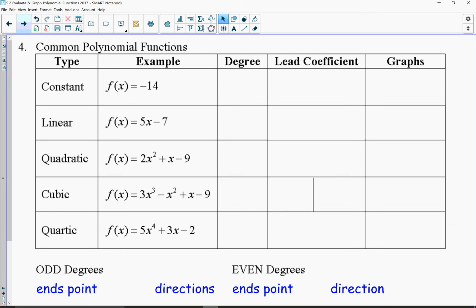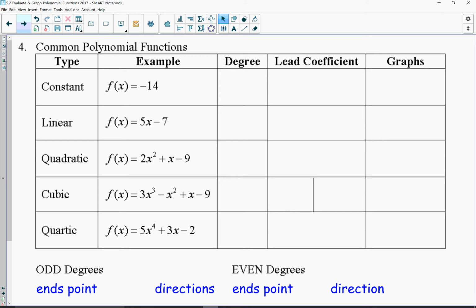So some common polynomial functions that you're going to be expected to both know the name for and be able to tell me degree, lead coefficient, and what the graph looks like. So this table, more than likely, you're going to need to spend a little bit of time studying.